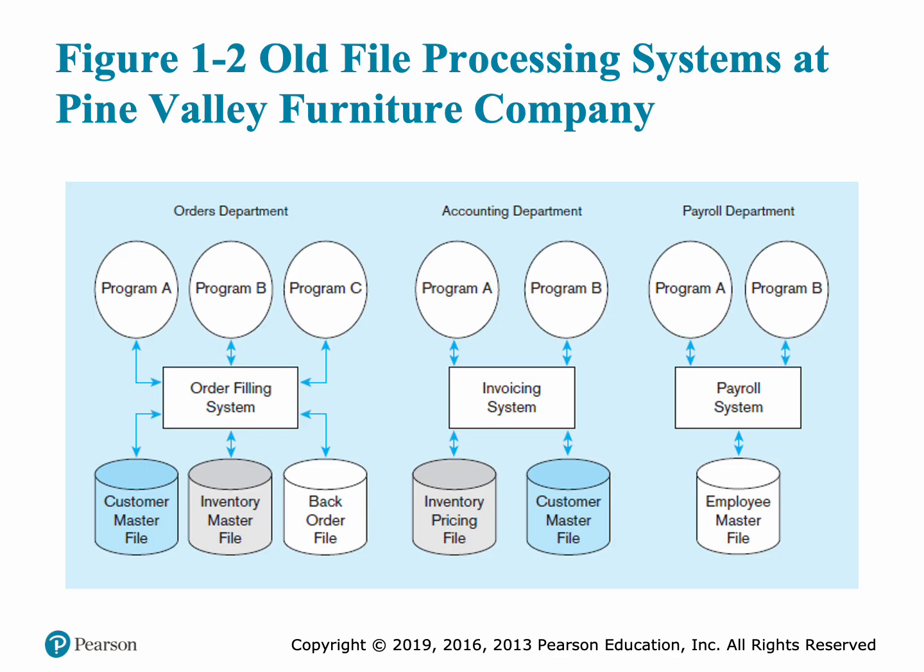Figure 1-2: old file processing system at Pine Valley Furniture Company. I just discussed in my last storyline how this looks. So programs A, B, and C work with the order filling system, customer master file, inventory master file, and back order file. The accounting department has program A and program B working with the invoicing system, with the inventory pricing file and customer master file. The payroll department has program A and program B dealing with the payroll system, employee master file, and all that jazz. So let's look into this together in more depth in upcoming slides.